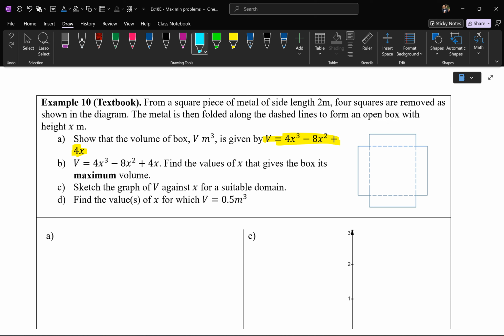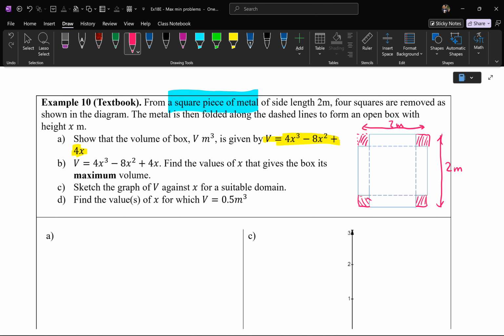Let's have a think. This problem is a square piece of metal. So here we go. We've got a square piece of metal and side length 2 meters. 4 squares are removed. So you can see 1, 2, 3, 4 squares have been removed. So this bit here has been taken off, this bit here, this bit here, and this bit here. So 4 squares have been taken off. They tell you it's a side length of 2 meters. So from here to here is 2 meters. And because it's a square, both sides are 2 meters. So far, so good. They say the metal is then folded along the dash line.